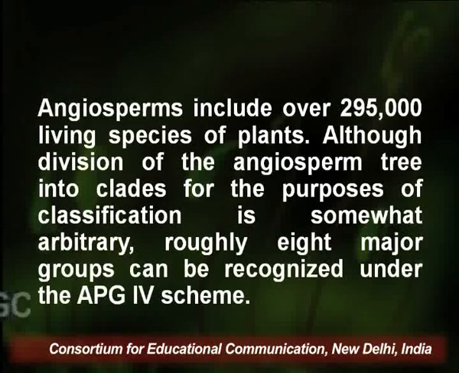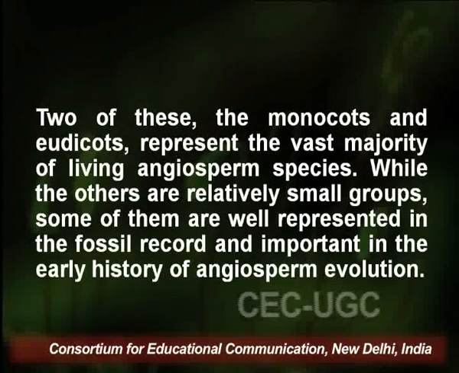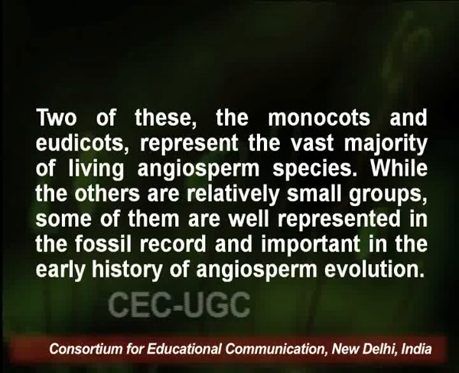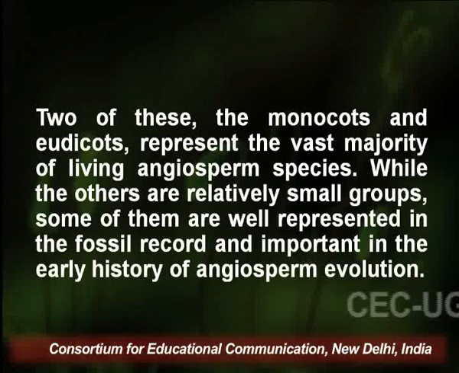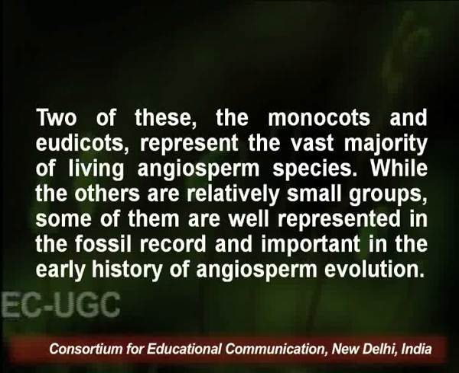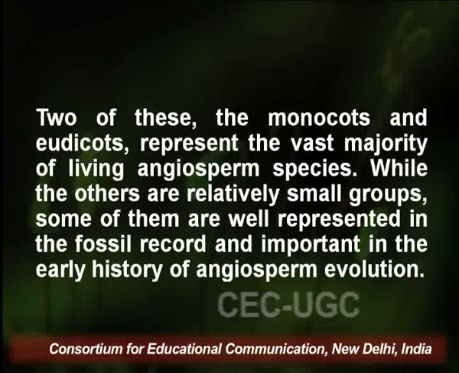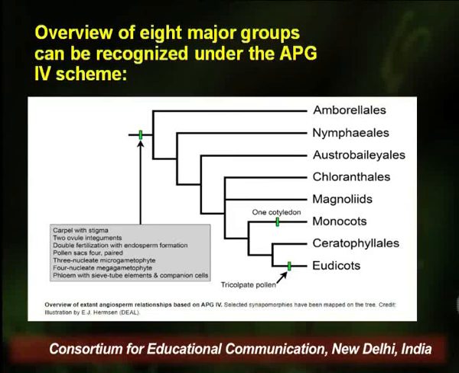Although division of the angiosperm tree into clades for the purpose of classification is somewhat arbitrary, roughly 8 major groups can be recognized under the APG4 scheme. 2 of these, the monocots and the eudicots, represent the vast majority of living angiosperm species, while the others are relatively small groups. Some of them are well represented in the fossil record and important in the early history of angiosperm evolution. Now, this slide shows the overview of 8 major groups which can be recognized under the APG4 system. You can see there are 8 major clades here. I will be taking them up in the next slide.